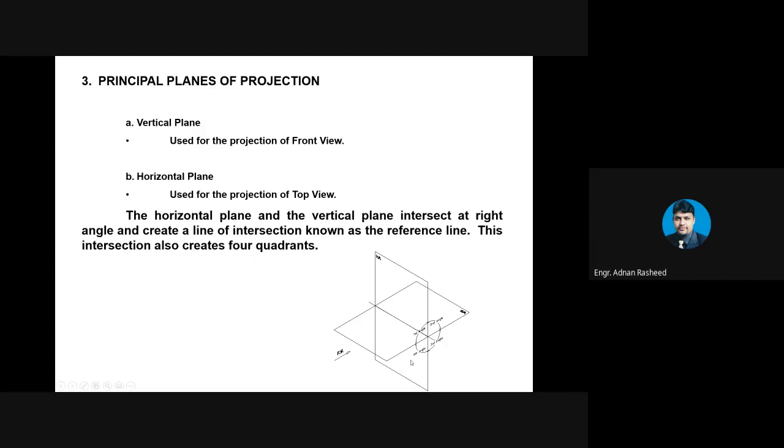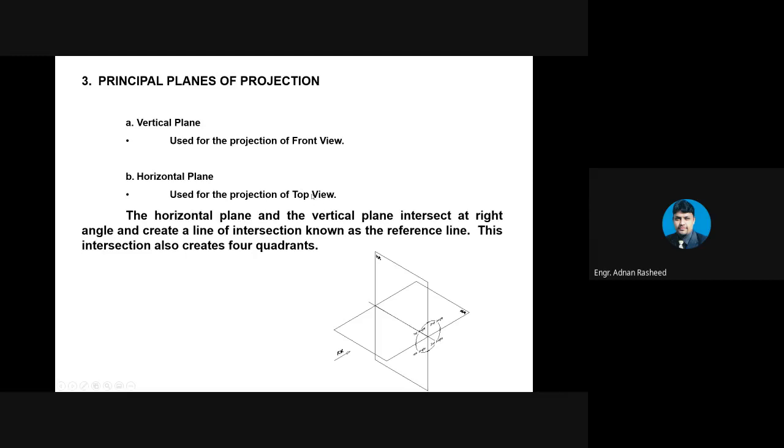Now remember that when this horizontal plane and vertical plane intersect each other at 90 degrees, there will be a line of intersection. Clear? This is known as the reference line, or we can say this is the XY line. So let's talk about the vertical plane. The vertical plane is used for projection of the front view, and the horizontal plane is used for projection of the top view.